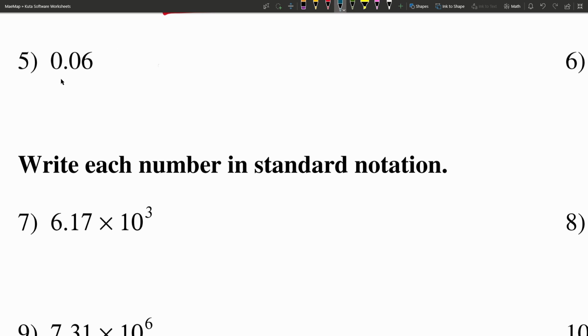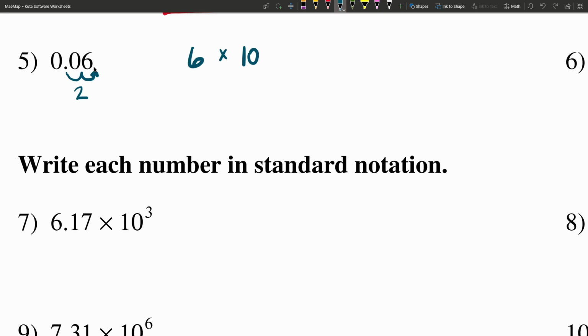So in order to accomplish this, we would need to move the decimal 2 places to the right to get 6 point, well, what would come after that 6? A 0. So we don't need to include that. So we have 6 times 10 to the, how many times did we move that decimal? We moved it 2 different times.